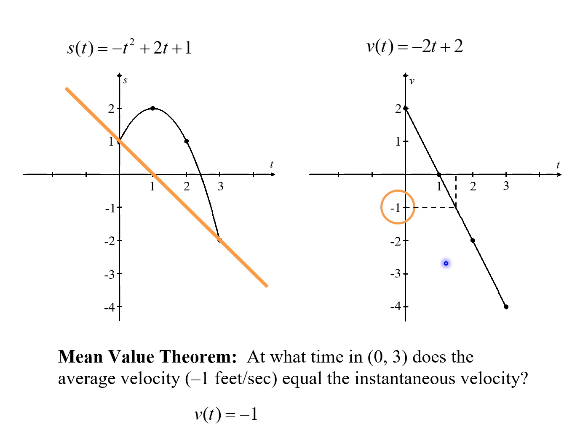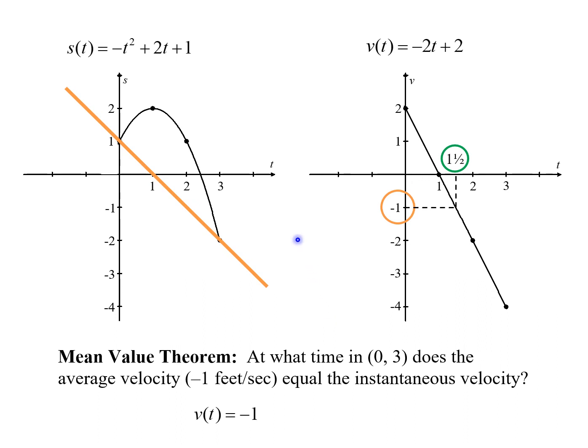Well, what's the t coordinate? That happens to be 1.5. So 1.5 is the time that satisfies the mean value theorem. It is in that time interval. It's between 0 and 3. So there's the mean value theorem.